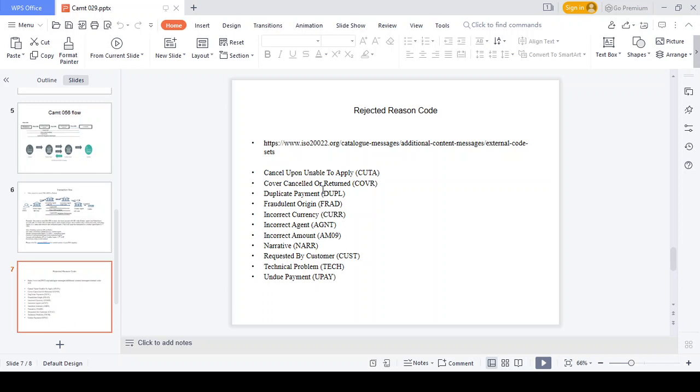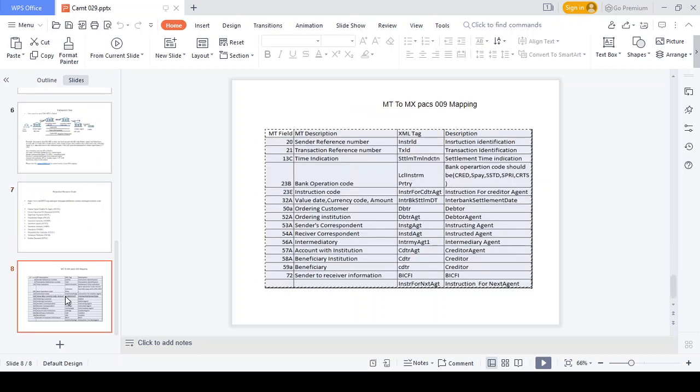Cancel upon unable to apply CUTA, cover cancel or return COVR, duplicate payment DUPL, fraudulent origin FRAD, incorrect currency CURR, incorrect agent AGNT, incorrect amount AM09, narrative NARR, requested by customer CUST, technical problem TECH, undue payment UPAY. These are all the reason codes you can get. And in every video I provide MT to MX because people need to understand all the basic concepts. So for that reason I attached all my PPT at the end of the section on MT to MX conversion.